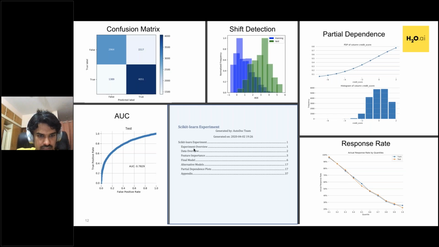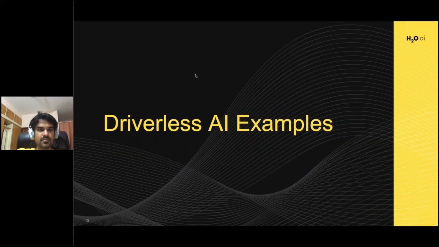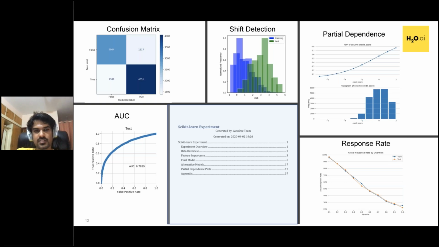So this scikit-learn experiment has the experiment overview, data overview, feature importance, final model, alternative models, and the partial dependency plots. In one of the subsections, you'll have a confusion matrix if it's a classification model. If it's not a classification model and it's a regression problem, then you won't see a confusion matrix. Instead, you'll see the RMSE or the other scores for the particular model.